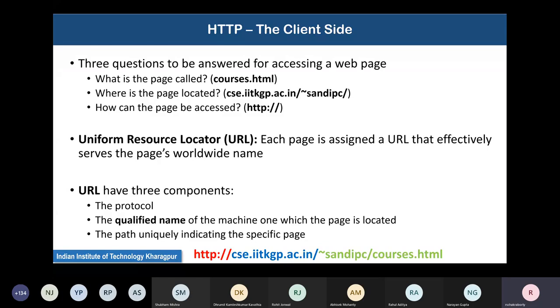So this is the entire story. Each page is assigned a complete path, or name, which shows its path, the protocol, and the machine on which the page is located. This is called a uniform resource locator, or URL. The entire URL of this web page is http://csc.itkgp.ac.in and then the path. The colon is the way you specify the HTTP protocol and separate it from the server name. This is a requirement, you have to specify it like that.